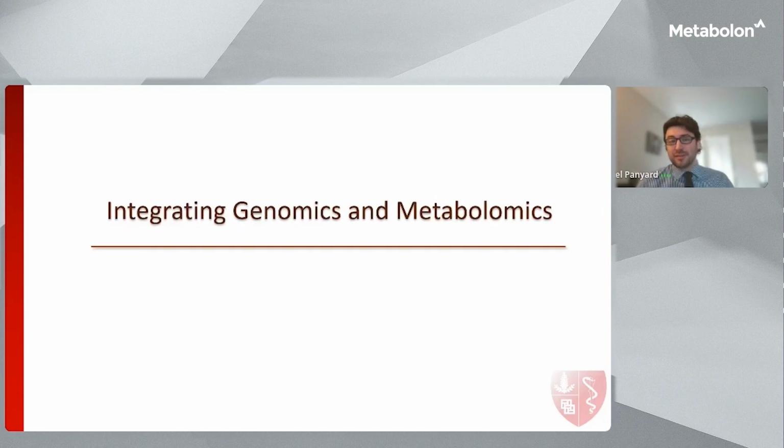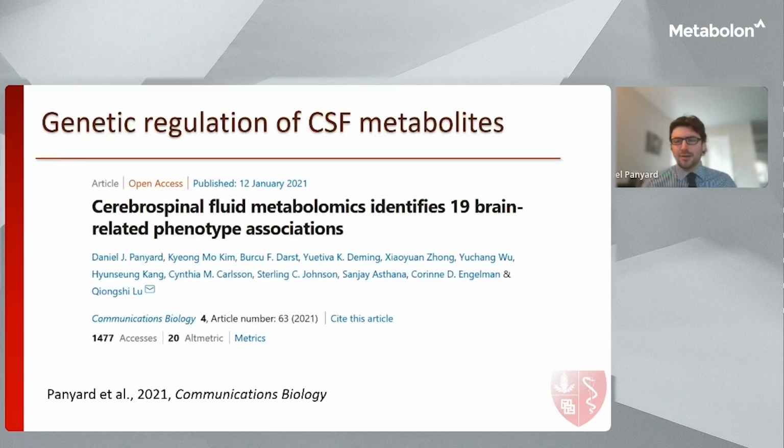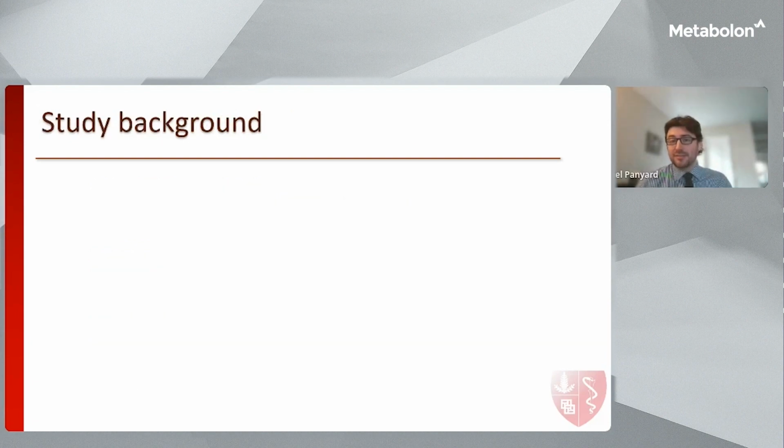That's going to be integrating genomic and metabolomic information. So this is a study that came out a couple of years ago. It's actually my dissertation work. And it's all about understanding the genetic regulation of CSF metabolites and understanding how that relates to disease. It's an open access paper, so you should be able to find that online in its entirety.